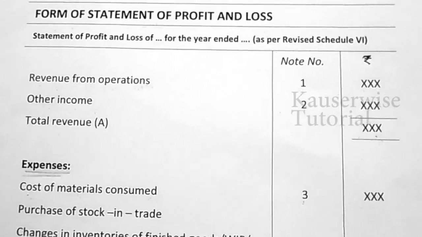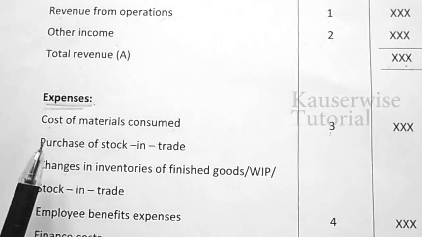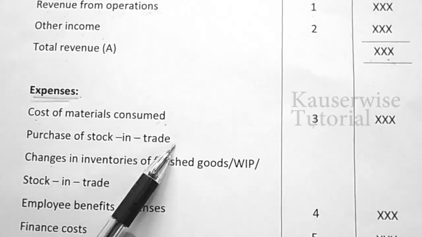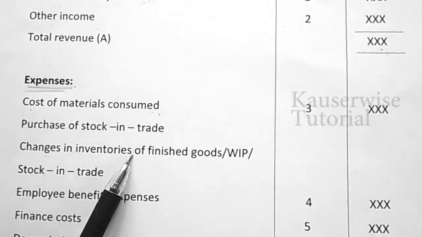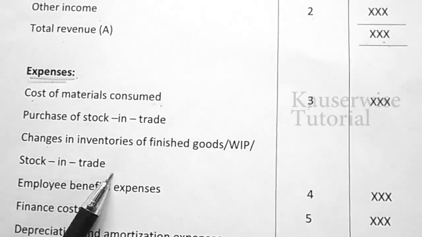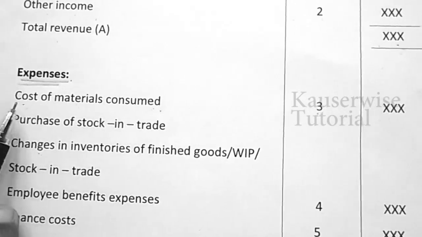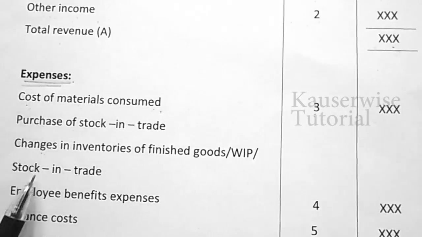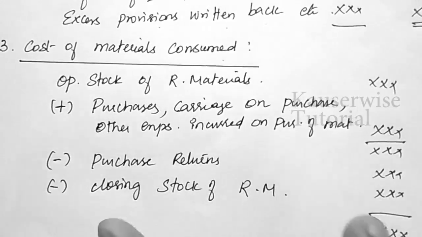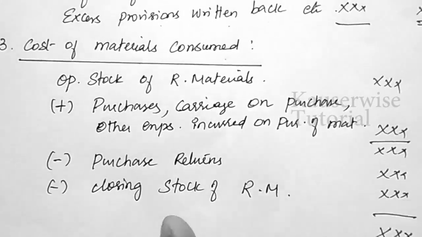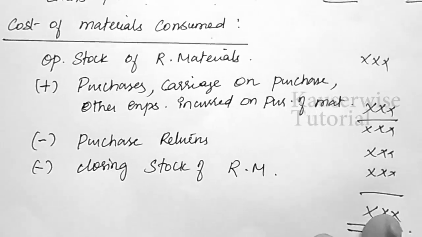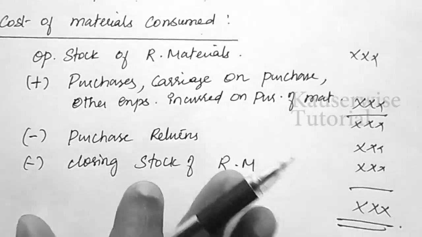Now let us see the expenses. The first one is cost of material consumed or purchase of stock in trade or changes in inventories of finished goods, work in progress or stock in trade. You may have any one, either cost of material consumed or any one of these things. Let me explain this clearly. In a manufacturing and trading concern, the main expense is cost of material consumed. So here you need to calculate cost of material consumed with the help of this formula.